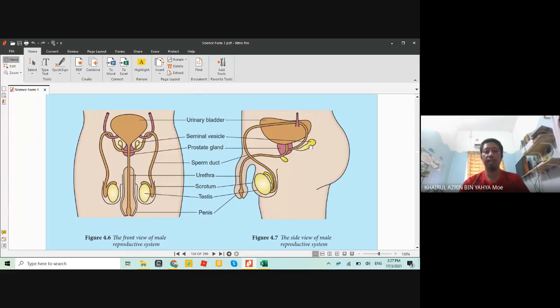Or in the side view is like this. Okay. And then prostate gland is this one, prostate. Okay. And then sperm duct, this is sperm duct. Urethra is this one, this is urethra. Okay. And then scrotum, scrotum is this one, the outside layer. Okay. And then like egg, we have two eggs here. This one we call as testis. Testis. Okay. And last, this one, this is penis.